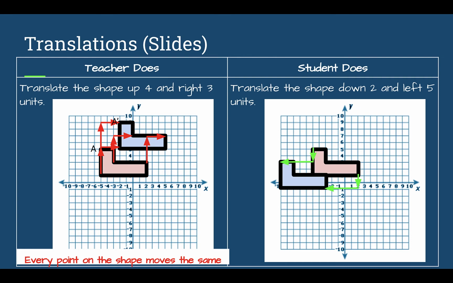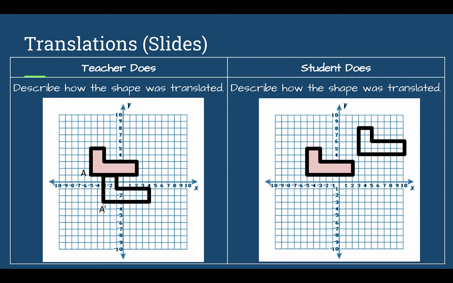In some situations, you're going to be given both the pre-image and the image. Remember, the pre-image is the one that's the regular letter, the image is the one that has the prime symbol, so that's your after. Here we're asked to describe how the shape was translated. So here it's especially important to think about where we're starting and where we are ending. We are starting with our pre-image, which is our regular A, and ending with our image, which is A prime.